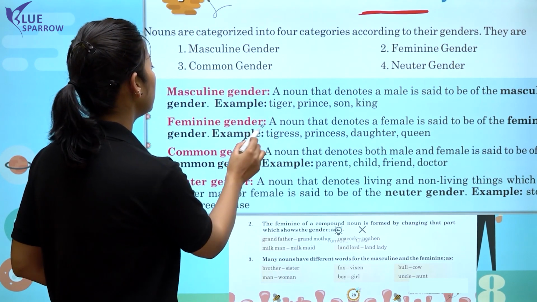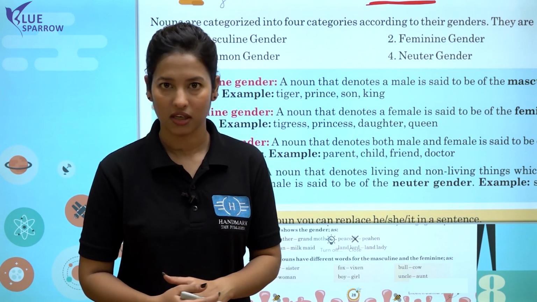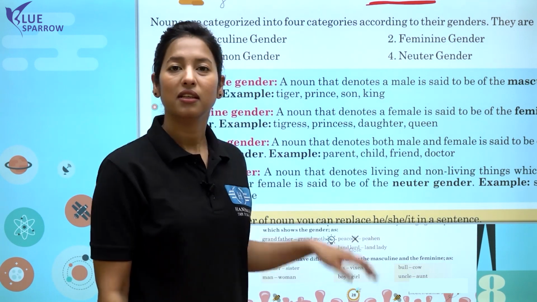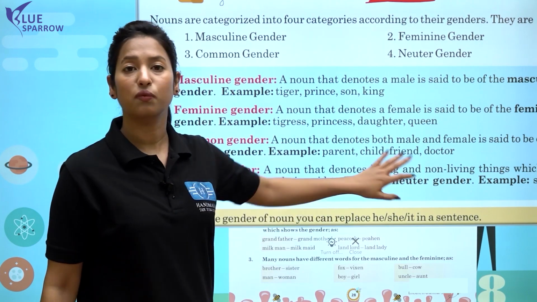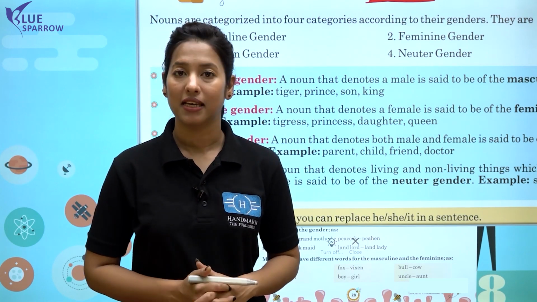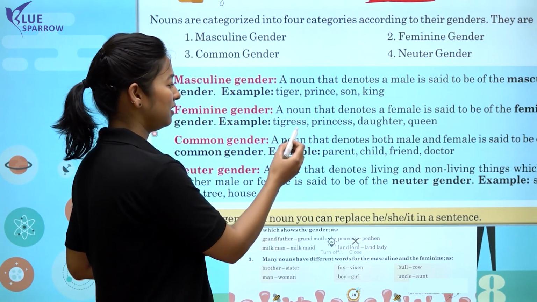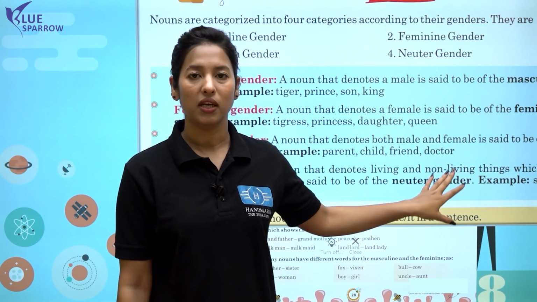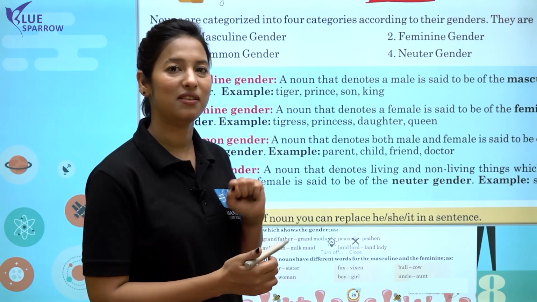For example, nouns that denote male characteristics are called masculine gender. For example, tiger, prince, son, king. These can be people or animals. Similarly, nouns that denote female characteristics are called feminine genders. Feminine genders again can be people or animals as well. For example, tigress, which is an animal, princess, daughter, queen. These are all female characters. That's why we call them feminine genders.